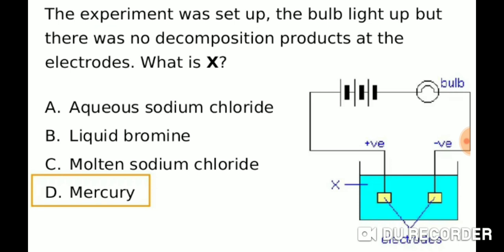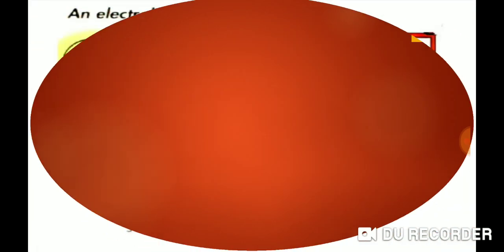because when aqueous sodium chloride is electrolysed, it produces chlorine gas. Hence, a decomposition product is obtained at the electrode. Similarly, liquid bromine produces bromine gas, which is brown in color. Again, the product is obtained at the electrode. Similarly, molten sodium chloride produces chlorine gas. So, mercury on decomposition does not produce any product. So, the right option is D, that is mercury.